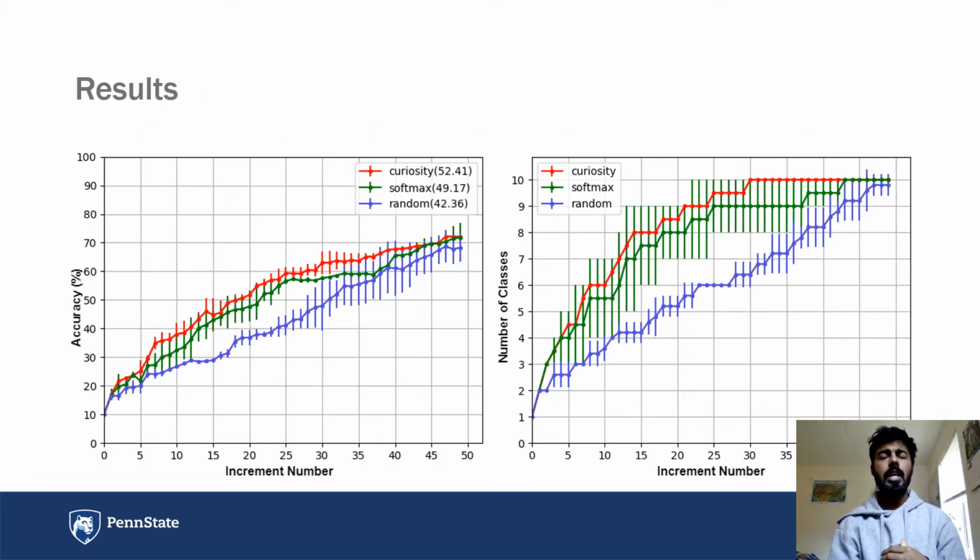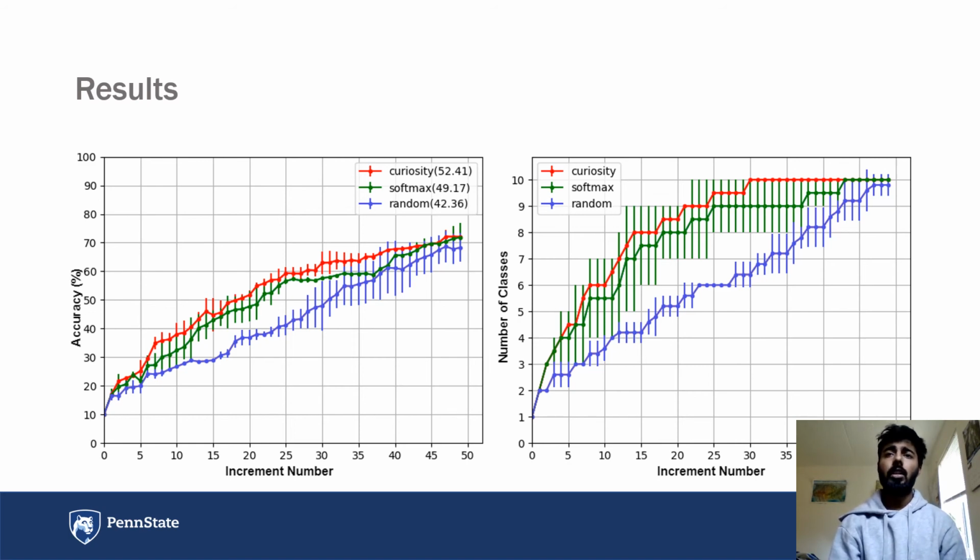So we tested in terms of two measures. One is the accuracy of the system in each increment, and the other is the total number of classes learned by the system in each increment. We also performed 10 runs of the experiment with random seeds, and take the average and standard deviation. As you can see, on the left is the accuracy, and on the right is the number of classes learned by each model. And our model, curiosity-driven online learning, in red, performs better than the softmax-based and random sampling.